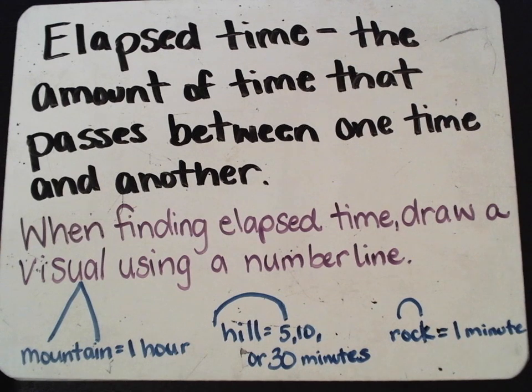Just as a reminder, the definition of elapsed time is the amount of time that passes between one time and another. And then when you find the elapsed time, draw a visual using a number line. Here's the key at the bottom to help you with your visual. Use a mountain to represent 1 hour, a hill to represent 5, 10, or 30 minutes, and use a rock to represent 1 minute.